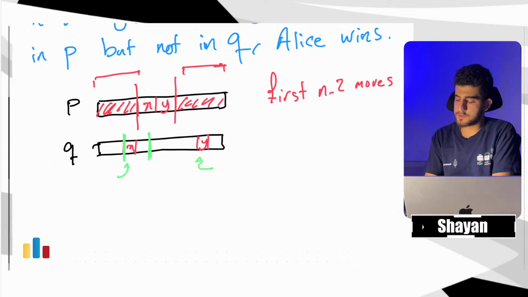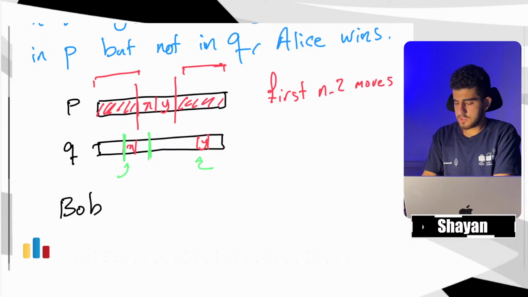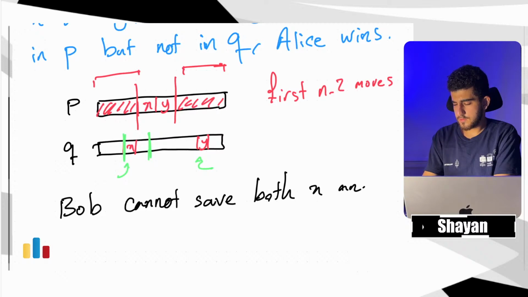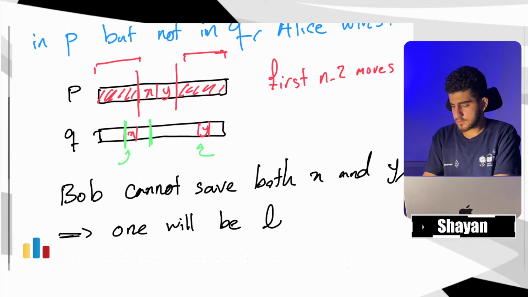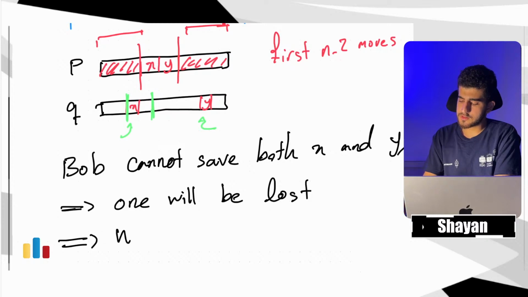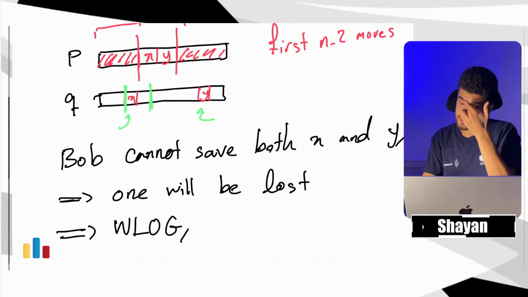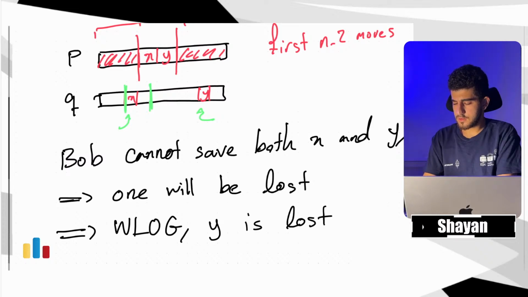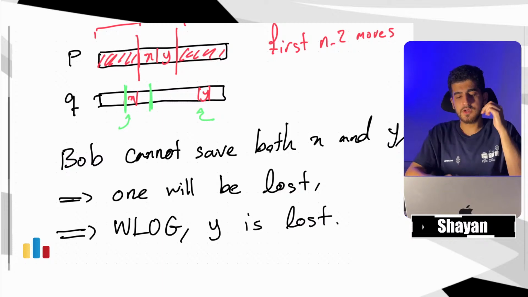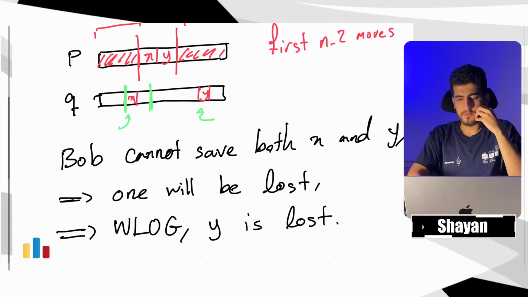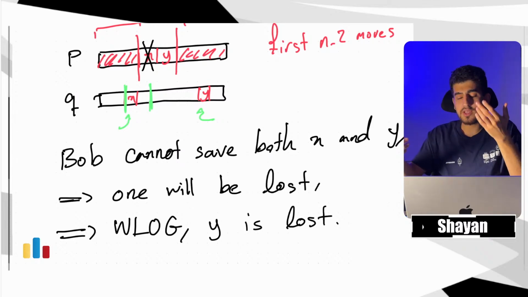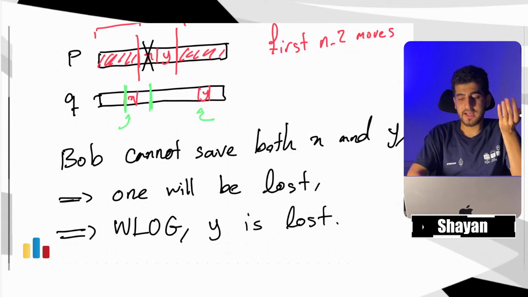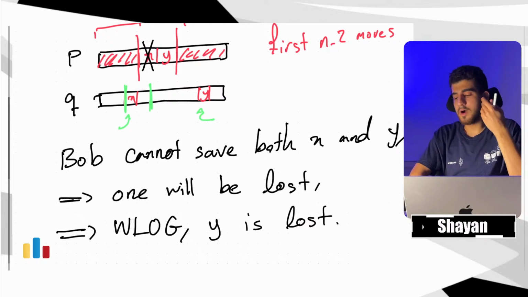For example, assume that Bob cannot save both x and y. So one of them will be lost, and without loss of generality, assume that y is lost. So what we can say is that in this case, Alice can now remove x and can be sure that Bob cannot have y anymore. So Bob cannot make the 2 numbers equal.